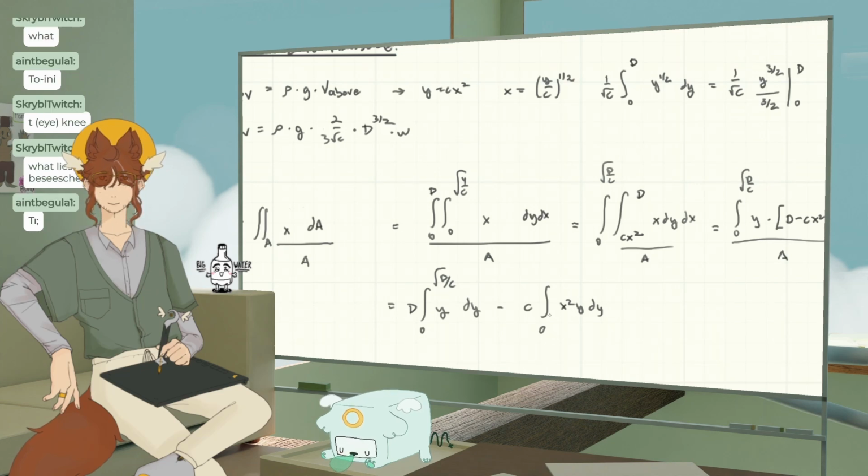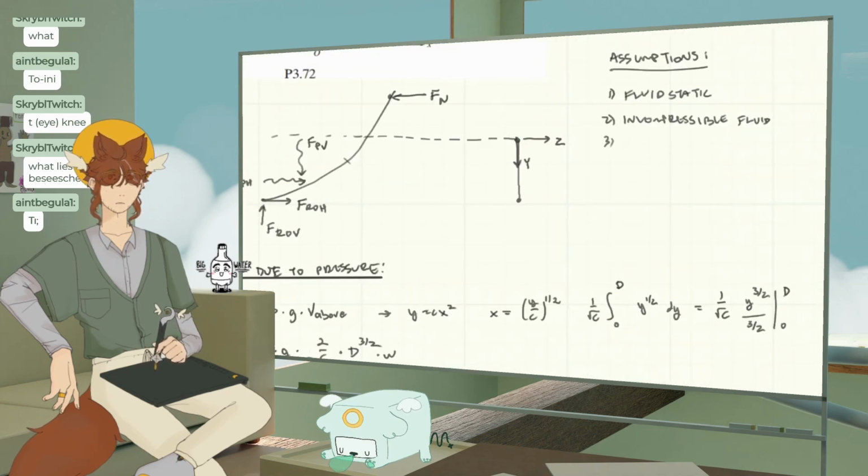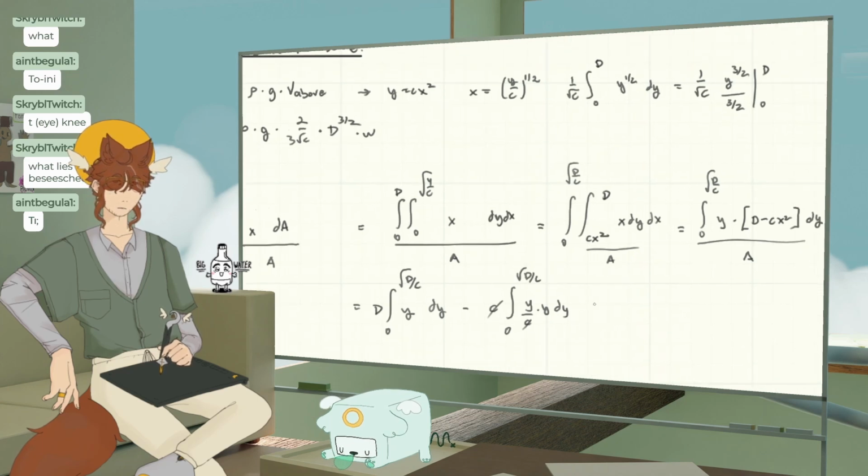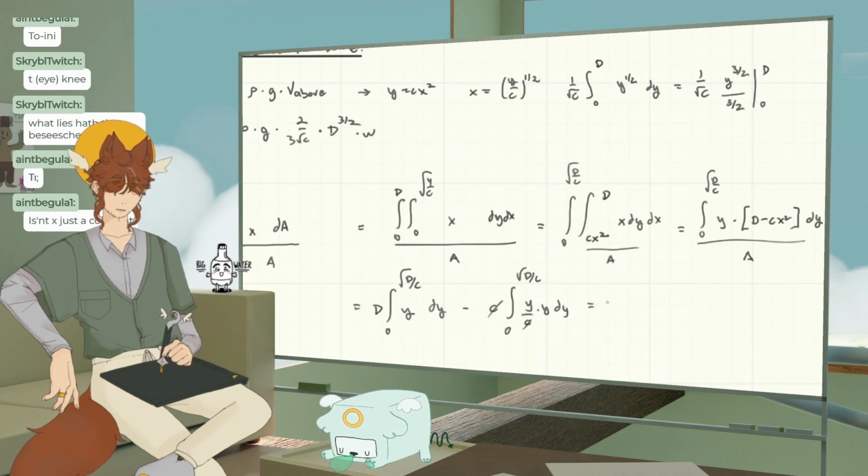Oh wait, I have to turn it into a y. Wait, yes, x squared equals y over c. Oh, we're getting somewhere. The c's cancel out. Equals, if this gives me 0, I'm gonna be so sad. d times, this is gonna be y squared over 2. So d over 2 times d over c.